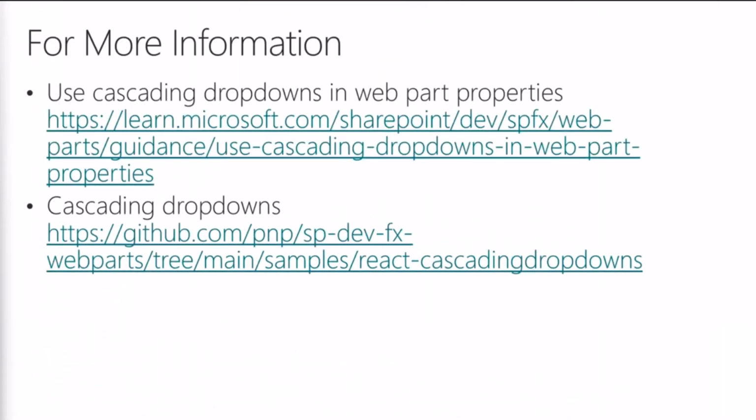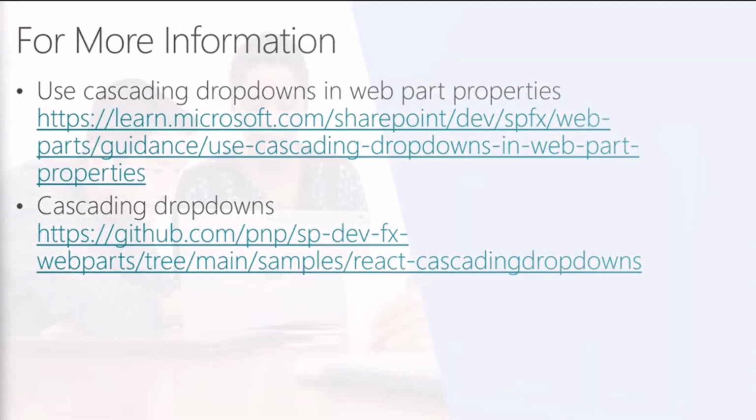All right. So for more information about this, we have the article that I referred to on how to use cascading dropdowns in the Webpart properties, and we have the cascading dropdown Webpart. And this concludes my demo.